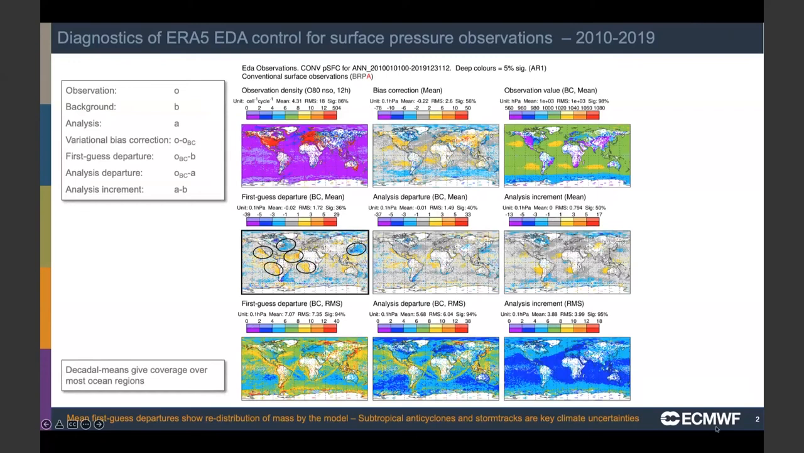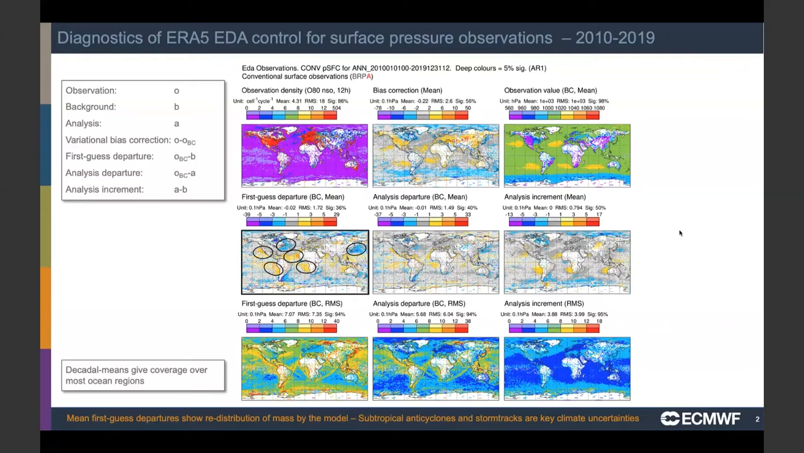I'm looking in observation space, and I'm only looking at surface pressure observations, conventional surface pressure observations. So they come from things like buoys and ship observations and that kind of thing. We have the ensemble of data assimilations, the EDA, which is used within ERA 5. But here I'm just looking at the control member, the unperturbed member of the EDA, just to look at some deterministic aspects.